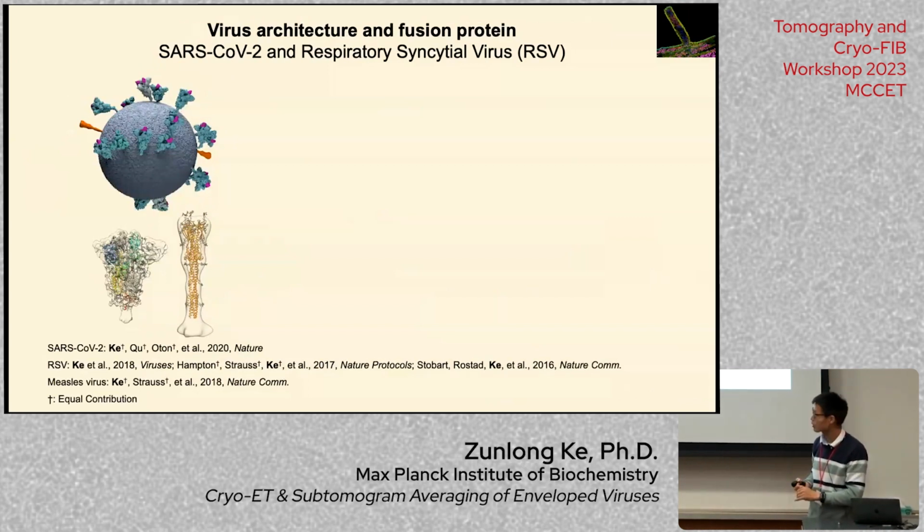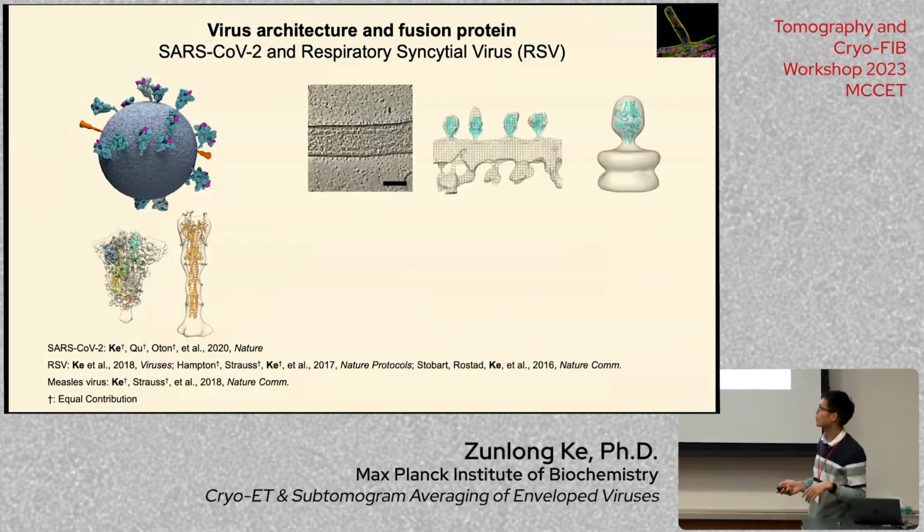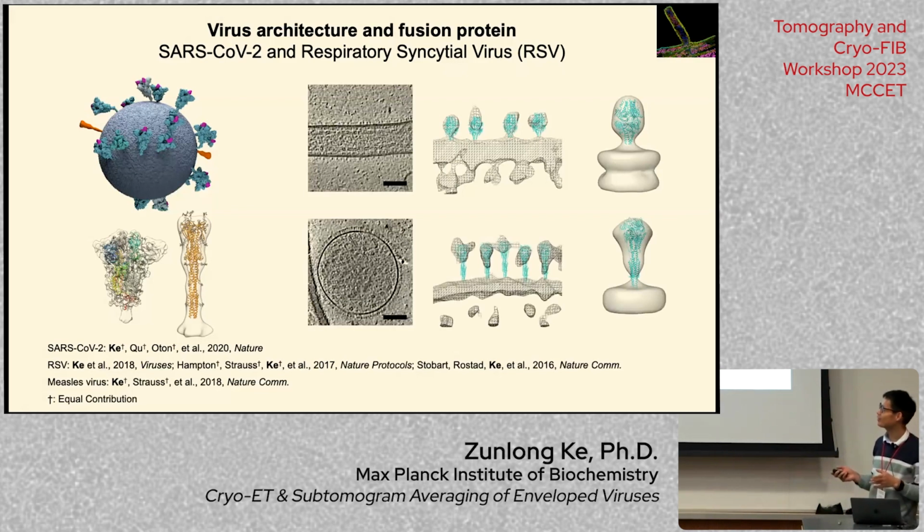I have shared with you this SARS-CoV-2 spike story. Now I just want to share with you a very small story, well, not a small story, about what I've done during my PhD with Liz, on the respiratory syncytial virus. This virus has two different morphologies. One is filamentous, it's really long actually. One is spherical.